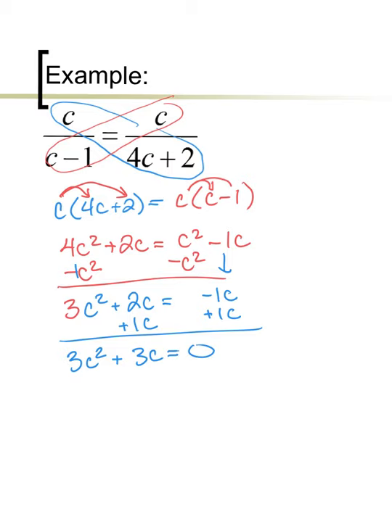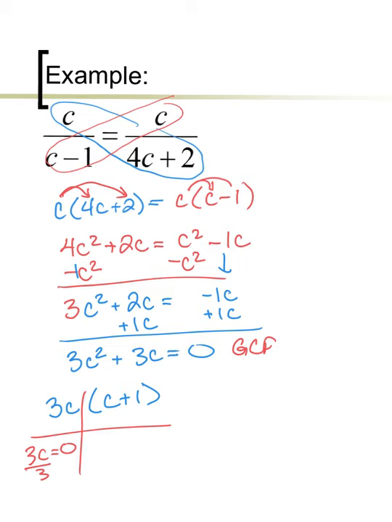If I look at these two terms, I have 3c goes into both. I'm left with c plus 1. That's how I factored. This is a GCF. I'm going to t-chart it. So I get 3c equals 0. If I divide both sides by 3, if I have no money and I share it with 3 friends, we each get nothing. And over here, c plus 1 equals 0. I'm going to minus 1. I get c equals negative 1.